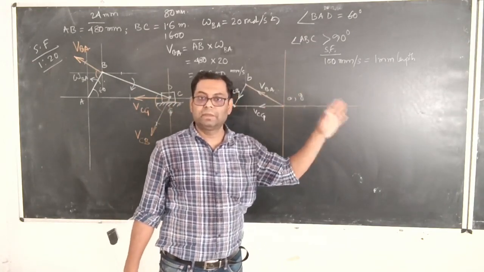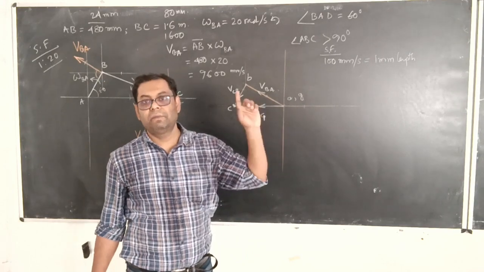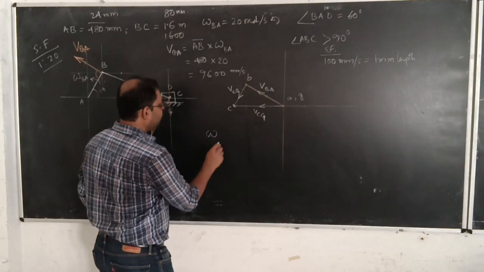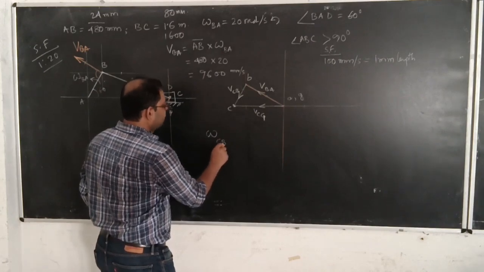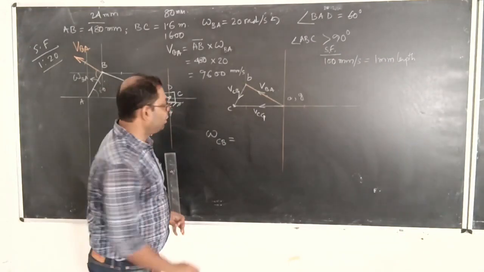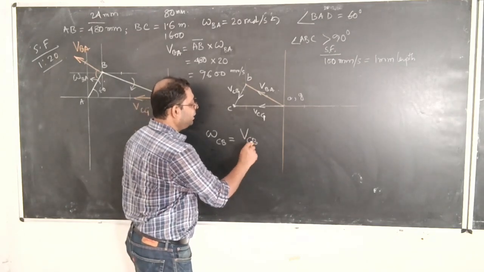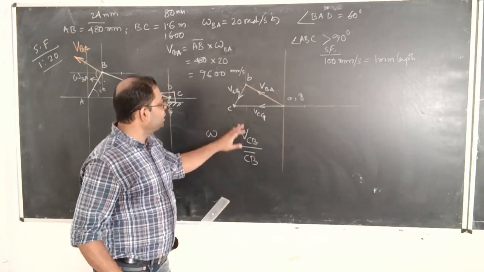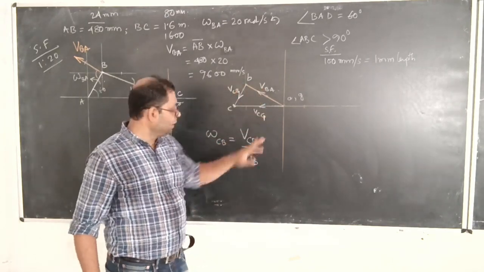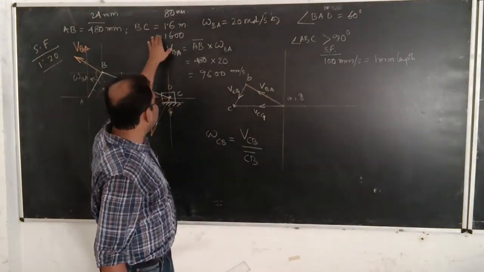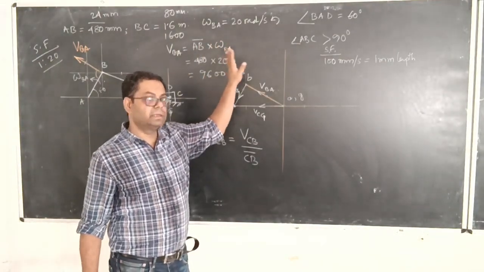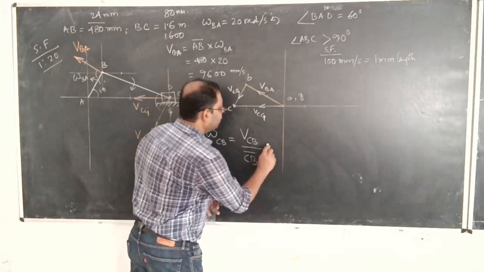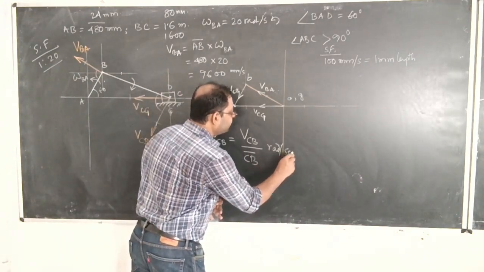per second. Okay? So once you get the value in millimeter per second, then we know very well that omega CB should be equal to velocity CB divided by length CB. Velocity CB already you have found out. Length CB is already given in the problem, that is 1600. So you are going to get omega CB in radian per second.